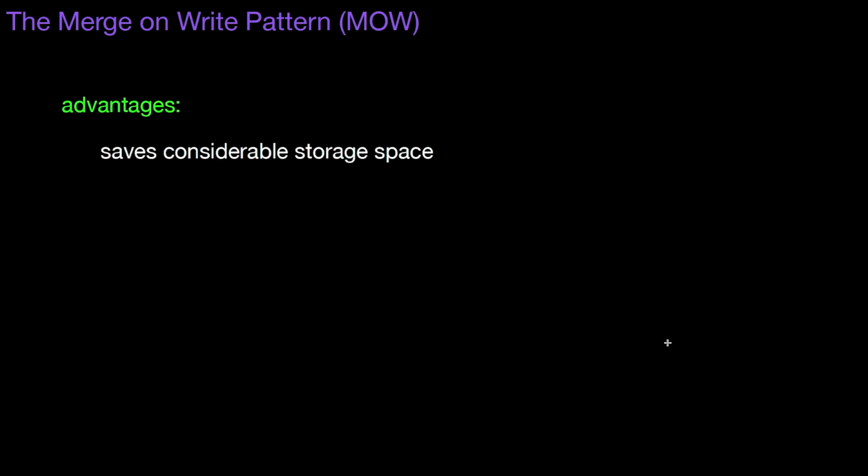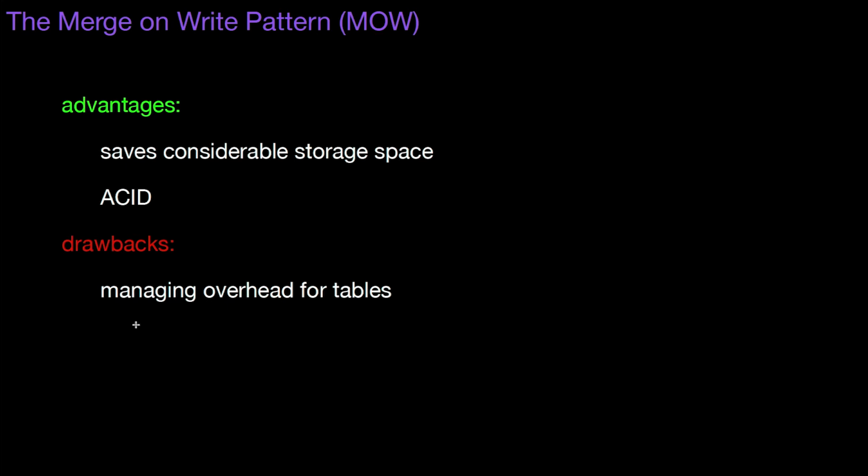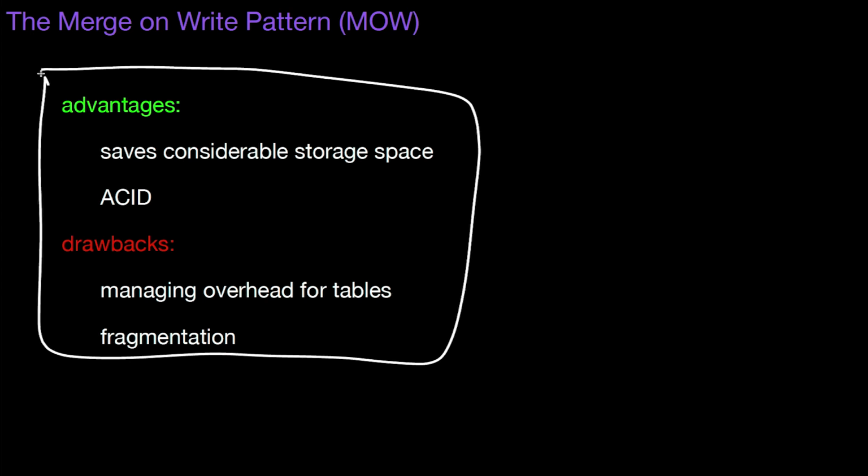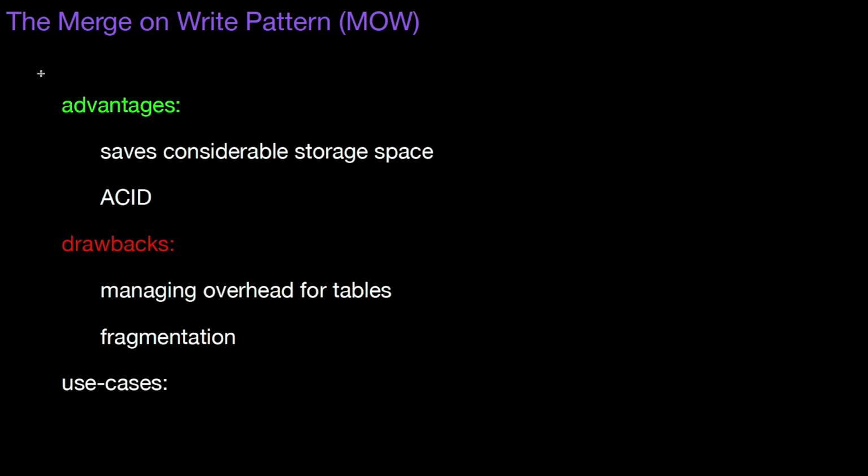So advantages are similar to cow. Again, it saves considerable storage space, you have ACID properties, you have the same drawbacks, you have the managing overheads, and you may have fragmentation, and so on. So this is all the same as in copy on write, nothing new. Just some other use cases that are maybe not immediately obvious, but they are advertised by some companies as being super outrageous, even though once you understand copy on write, merge on write is really straightforward.